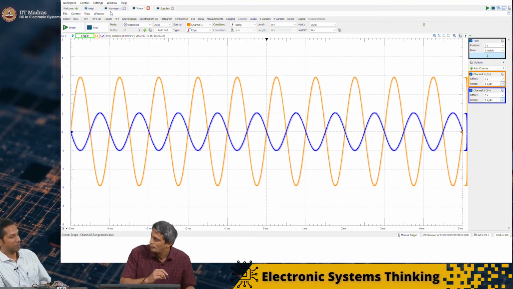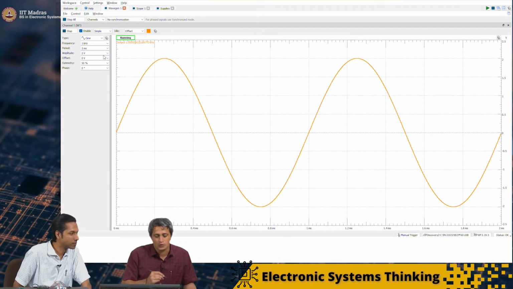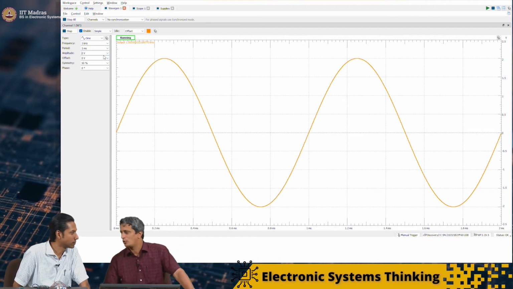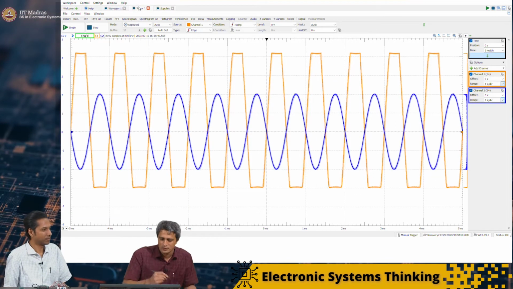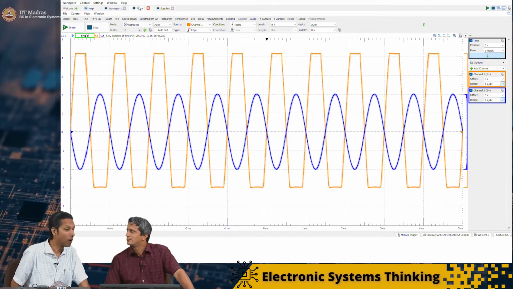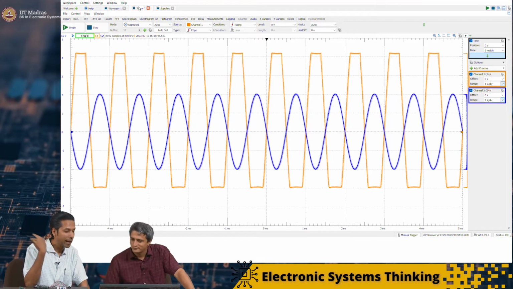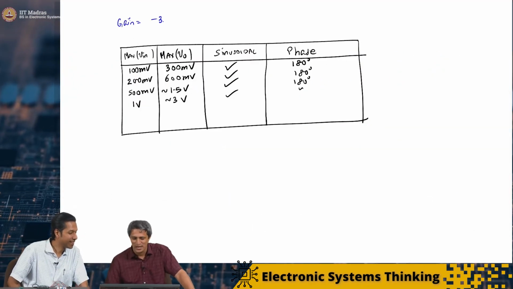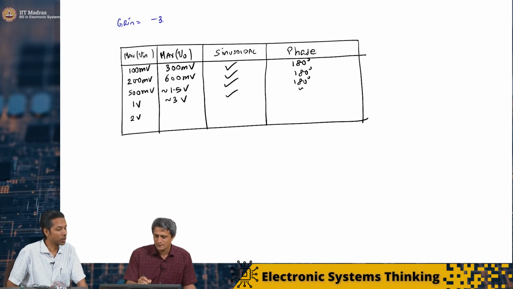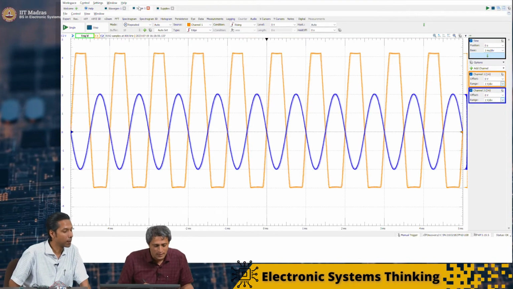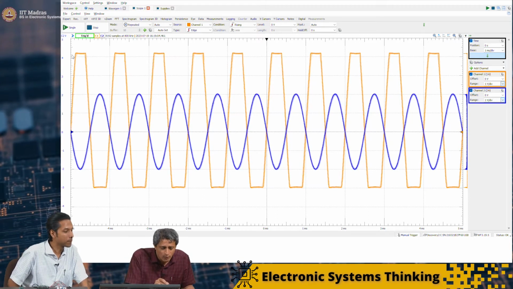Now we will make a bigger jump. I want to make it 2 volts. What do you expect the output to be? Still 3 times, so 6 volts. Should be. What do you see here? It's no more a sine wave. Its head is gone. So that's an important observation. The input is 2 volts. The maximum amplitude of the output is somewhere near what? 4.12, 4.2 volt.